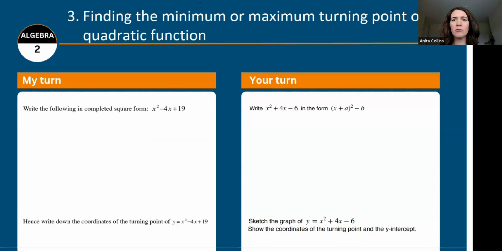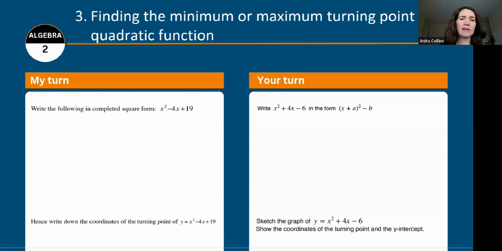We've had a little look at the theory. We saw an exam tip. Let's now have a little look at doing some of these questions. So it builds on from our previous skill. Write the following in completed square form. So I've got x squared minus 4x plus 19. X squared minus 4x plus 19.